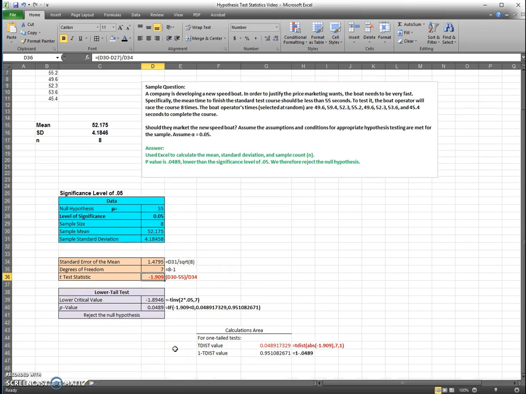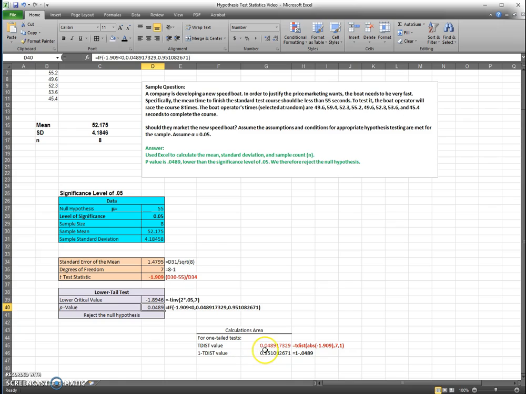So, lower tail test, lower critical value. Here's my equation for this, and I also have it written out on the side. And the p-value. Here's my equation for the p-value, and calculated out, we get 0.0489. So with that value, we reject the null hypothesis. It is lower than the significance level of 0.05, which causes us to reject the null hypothesis.